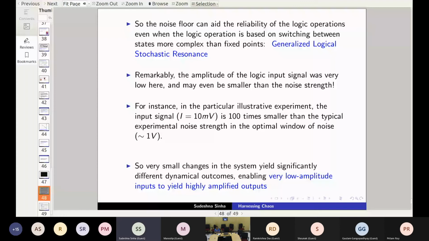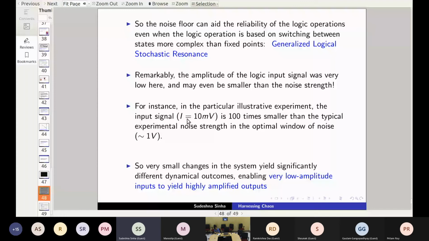And the amplitude of the logic input signal could be very low. Actually, we have not figured this out. It was even smaller than the noise strength in his experiment. So it's not just in the simulation. I think his input signal was about 10 millivolts, and I think he gave about one, that's millivolt, I made a typo there. Actually, I made a small mistake there. It's okay. It's 1 volt. No, it's correct. Sorry, it is 100 times smaller.